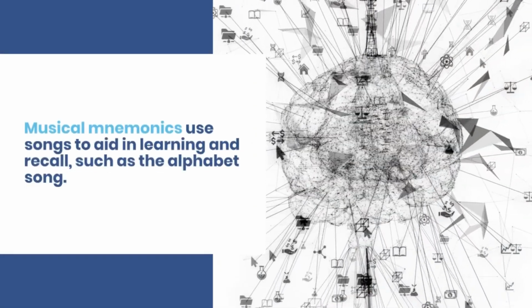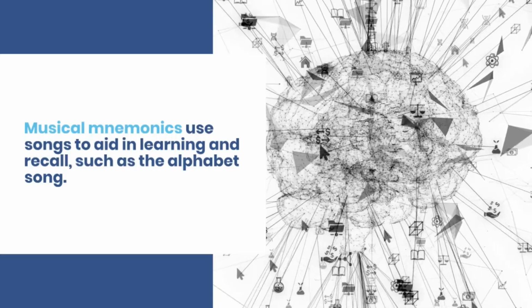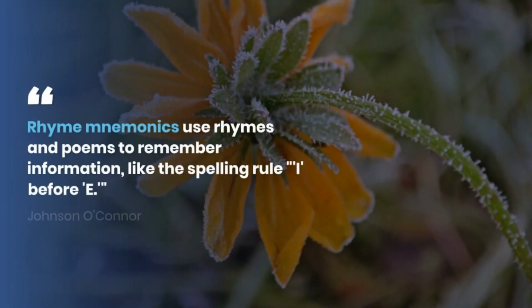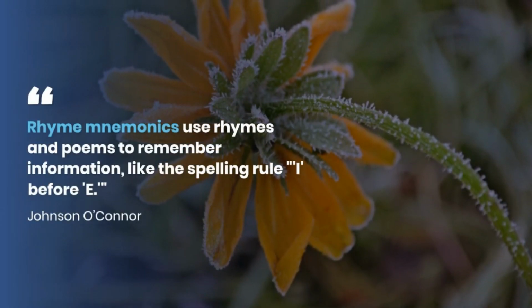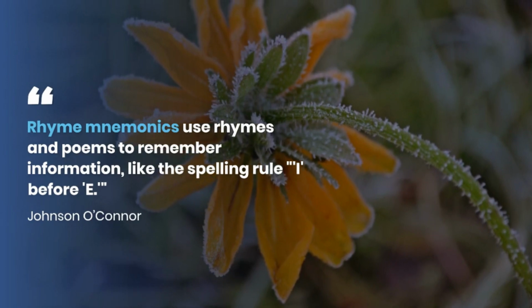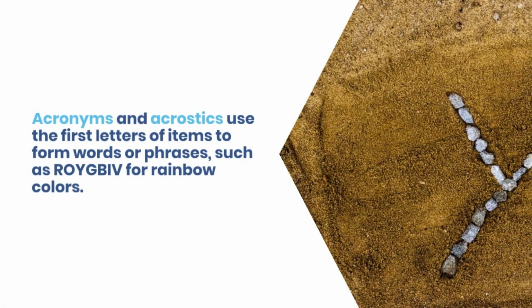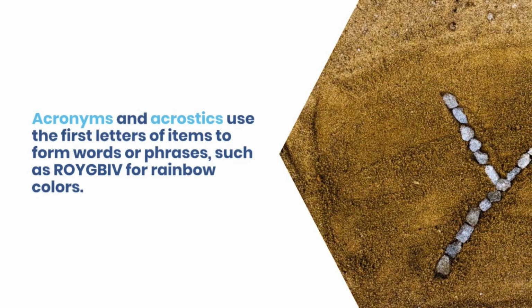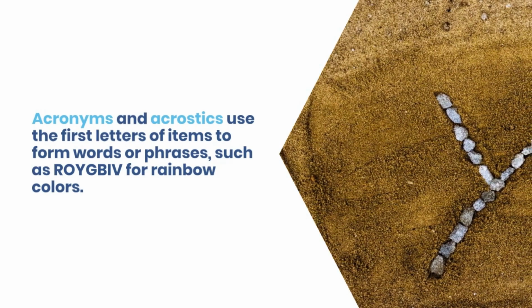Musical mnemonics use songs to aid in learning and recall, such as the alphabet song. Rhyme mnemonics use rhymes and poems to remember information, like the spelling rule I before E. Acronyms and acrostics use the first letters of items to form words or phrases, such as Roigbiv for rainbow colors.